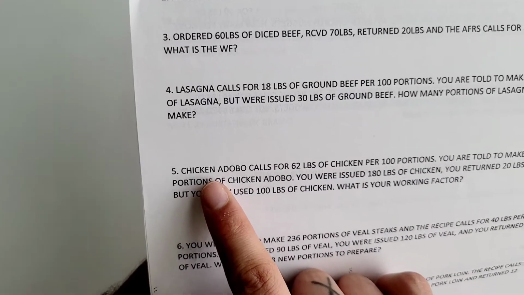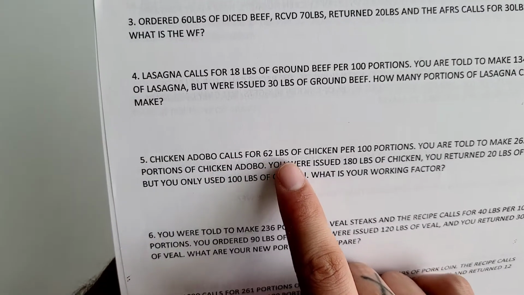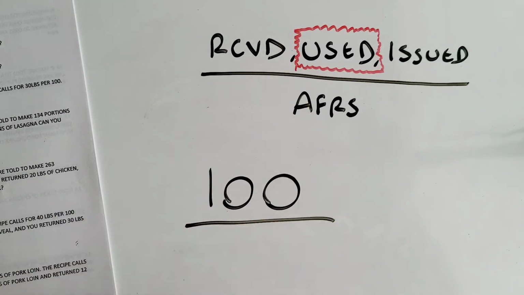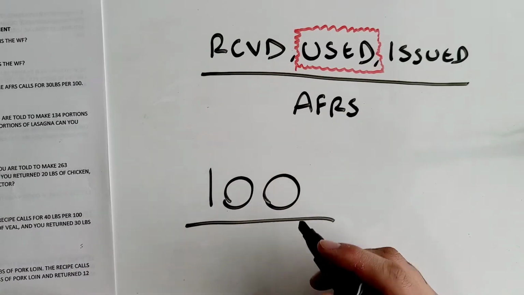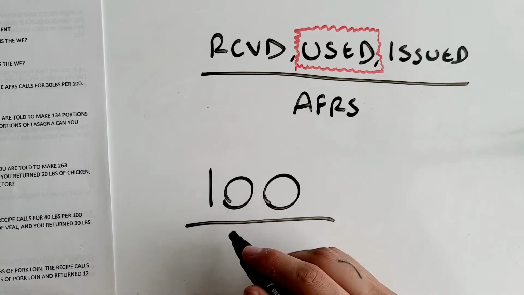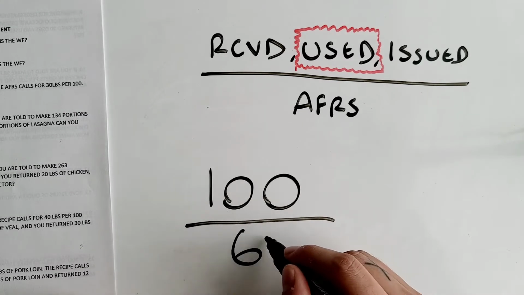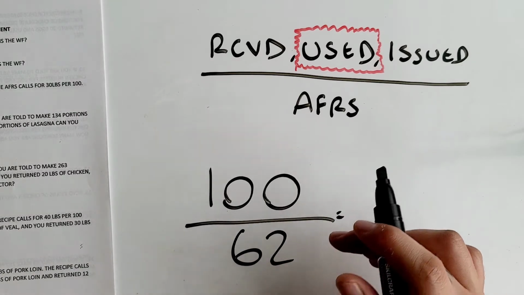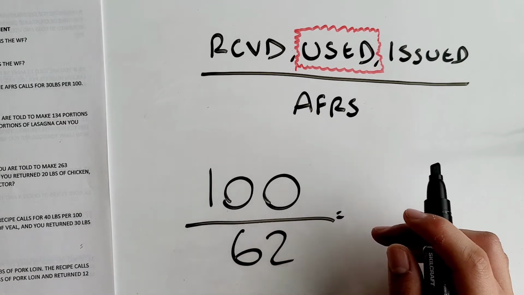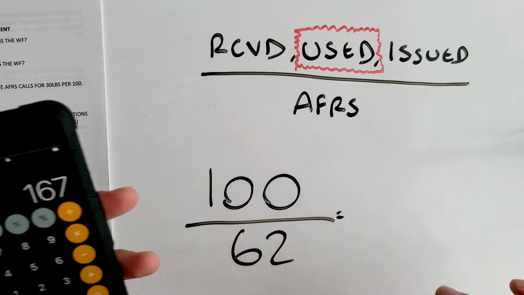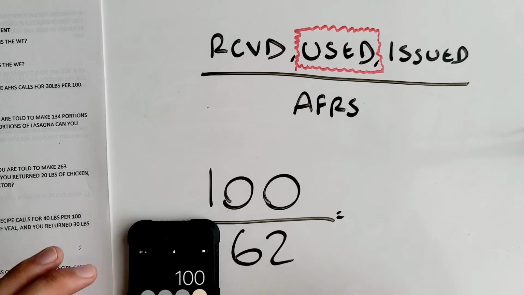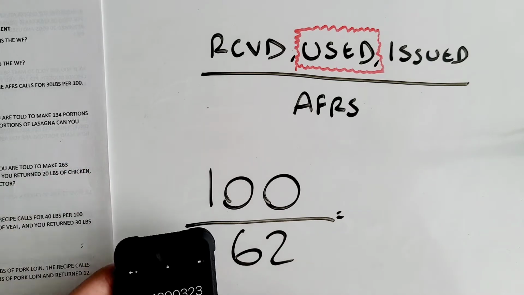So it says chicken adobo calls for 62 pounds of chicken per 100 portions. So when it says it calls for, that's what your AFRS is. So 62 at the bottom, and all you gotta do is just divide these two numbers together to get your working factor. So you got 100 divided by 62.